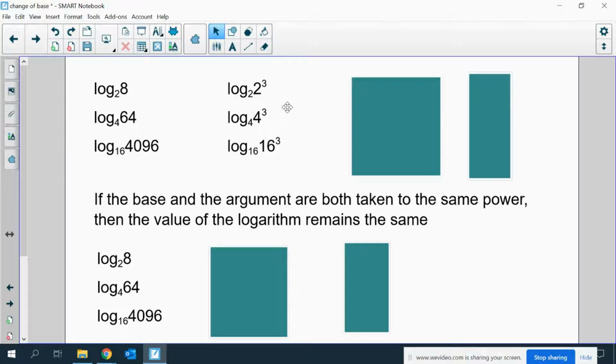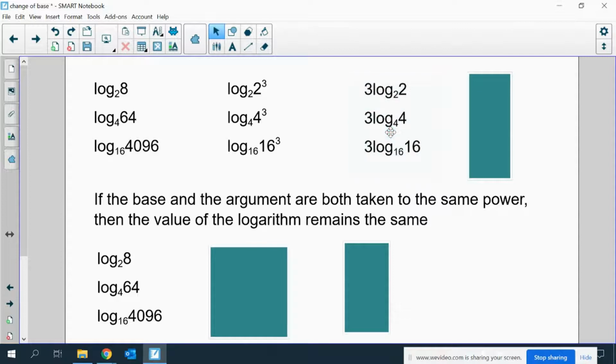So 8 is 2 to the third, 64 is 4 to the third, and 4096 is 16 to the third. You can rewrite the exponents of the argument, or the inside part, as coefficients, and then we know that log base 2 of 2, log base 4 of 4, and log base 16 of 16 are all just 1. So the answers to each of these things is 3. What we may notice is if the base and the argument are both taken to the same power, then the value of the logarithm remains the same.